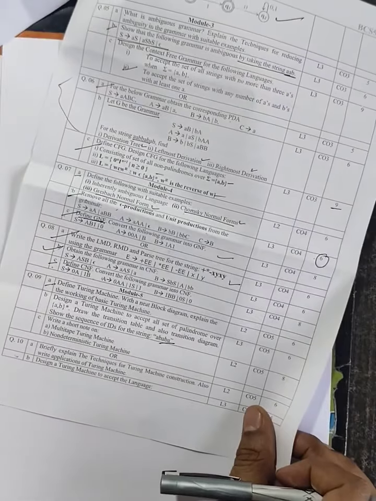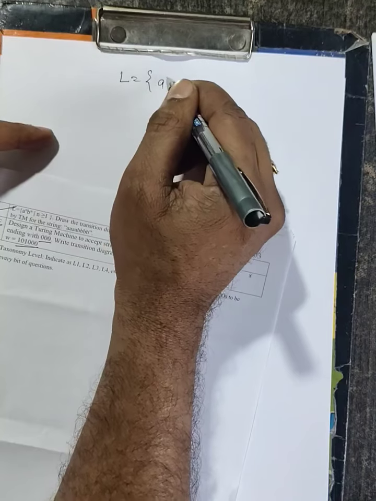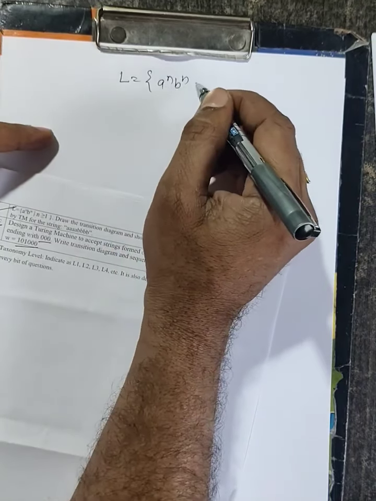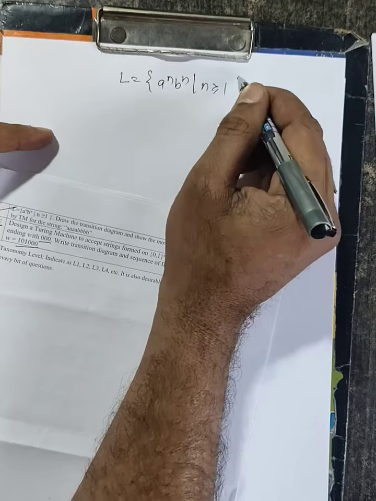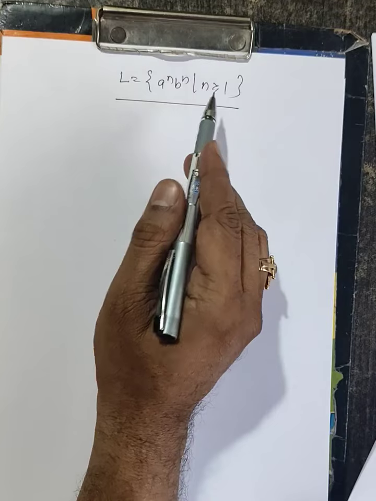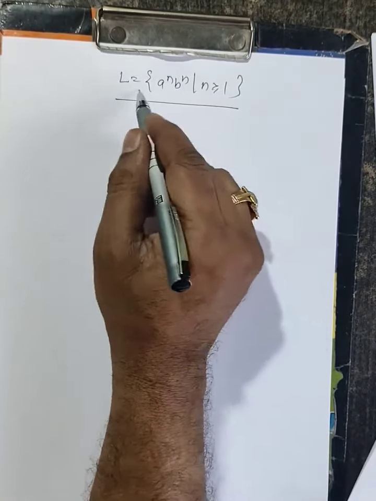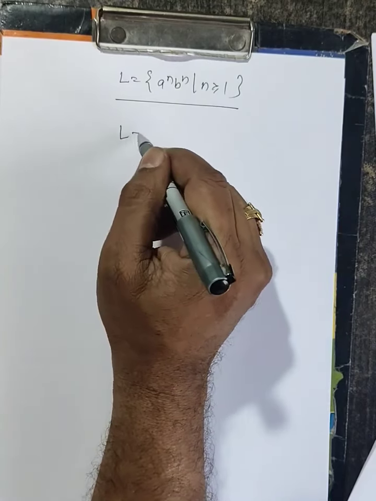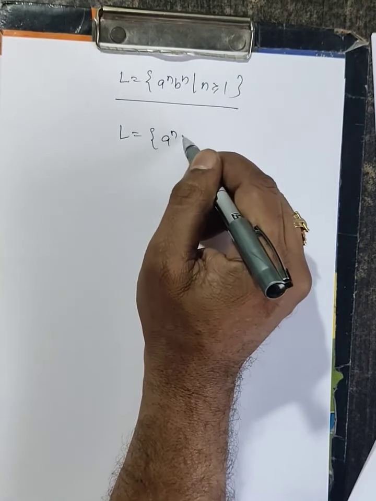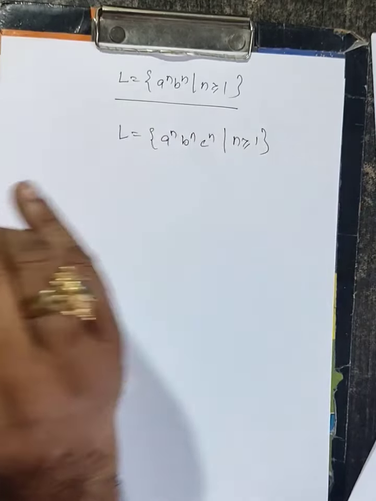Design Turing machine for the language. Whose Turing machine do we have to design? L equal to a to the power n, b to the power n, n is greater than or equal to 1. Turing machine for this. And this example I already showed on my YouTube channel. You can watch it from my YouTube channel. This is obtaining a Turing machine from this language. This is one example, and another example I have written: a to the power n, b to the power n and c to the power n.